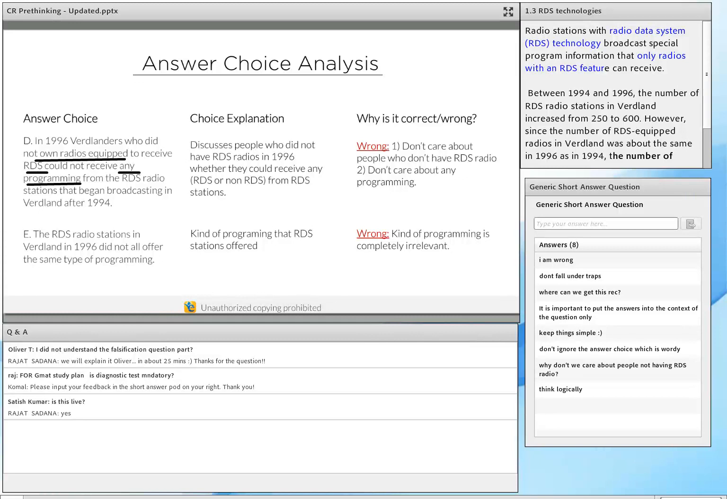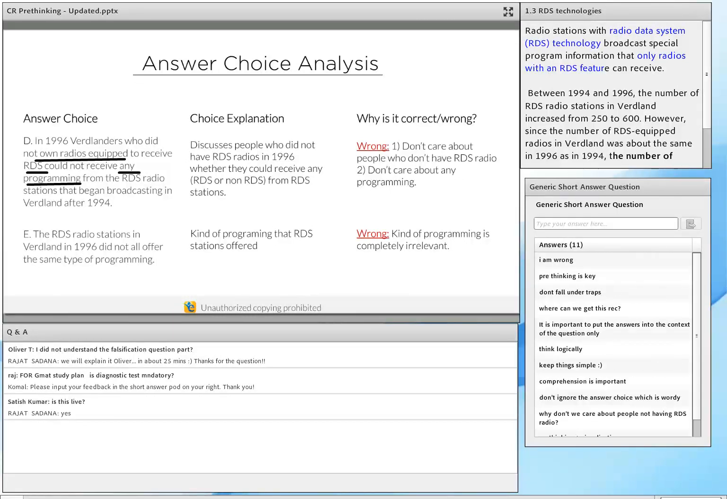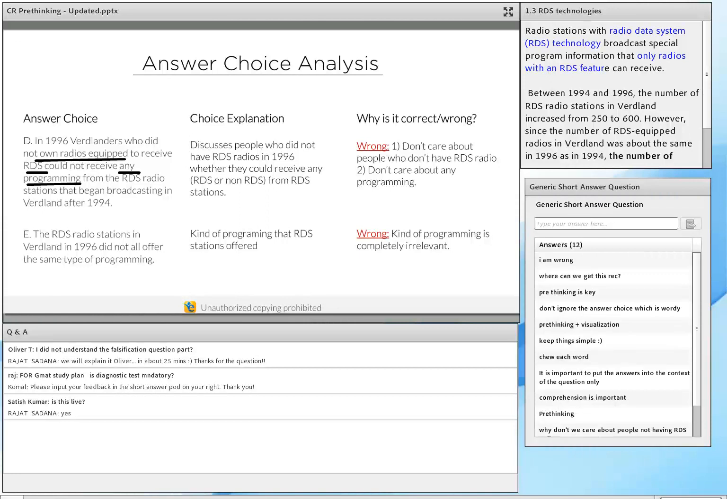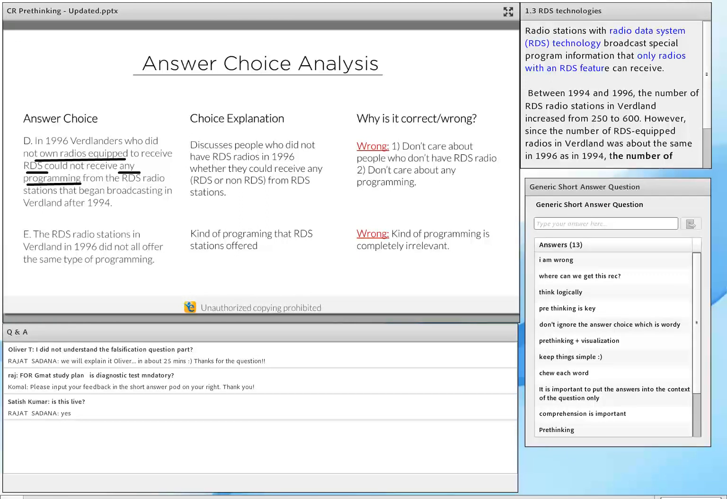Think logically. Why don't we care about people not having an RDS radio? Because they can't receive special programming. The argument tells us. If you don't take the GMAT or the GRE, you're not going to get into any reputed school. We shouldn't care about your credentials. Anyway.